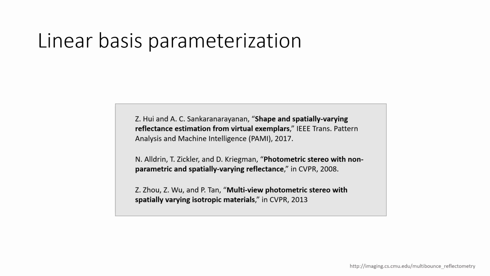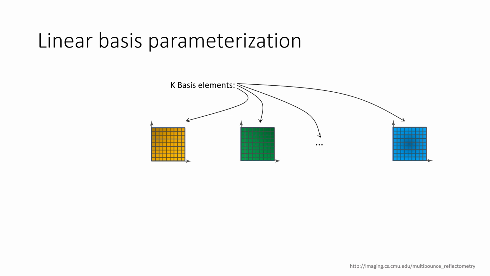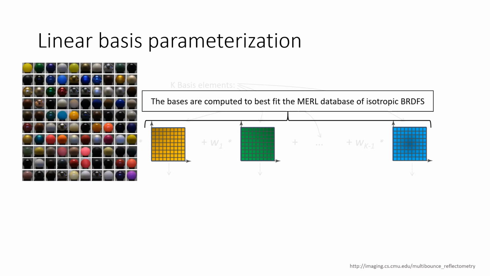We adopt a linear basis parameterization that has been common in the reflectometry literature. For this, we select a set of basis elements, each corresponding to a valid BRDF. Then we can approximate any unknown BRDF as a linear combination of these basis elements by recovering the mixing weights W that produce the closest match to image measurements. For our basis, we use 40 BRDFs computed to best fit the MERL database.